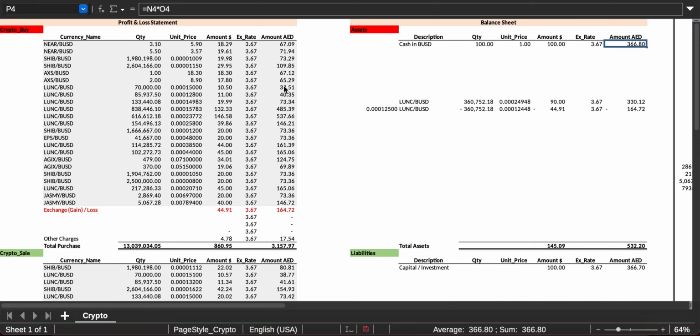Guys, you can see here I show you one format. I already made it for you. This format has two parts: one is the profit and loss statement and the other is the balance sheet.